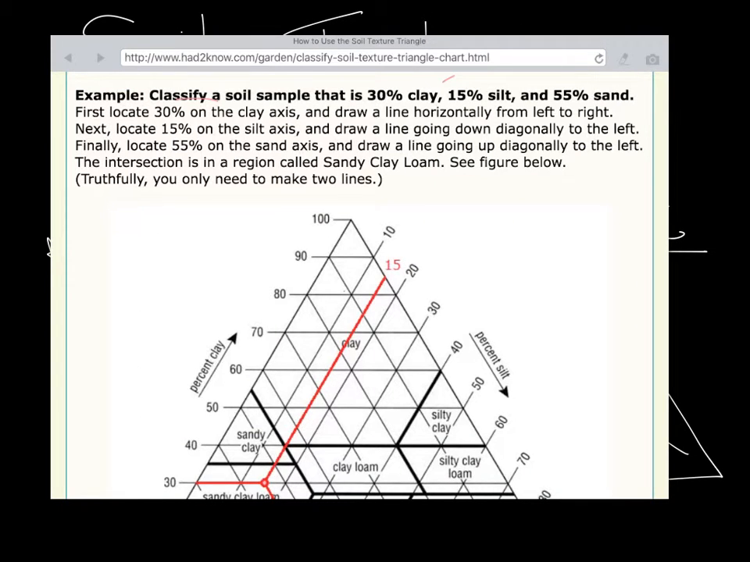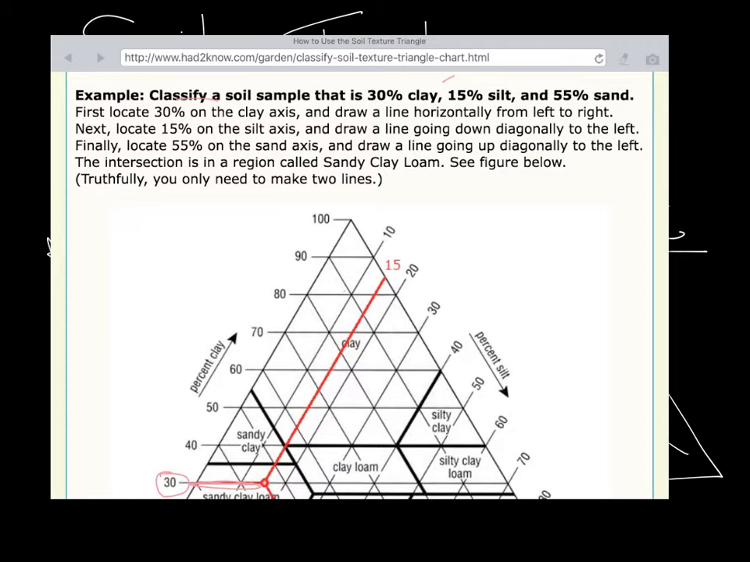So here is an example. Classify a soil sample that has 30% clay, 15% silt, and 55% sand. Locate 30% clay on the clay axis. So here's my 30% clay on the clay axis. Draw a line horizontally from left to right. Okay, so here we're following this line over here.